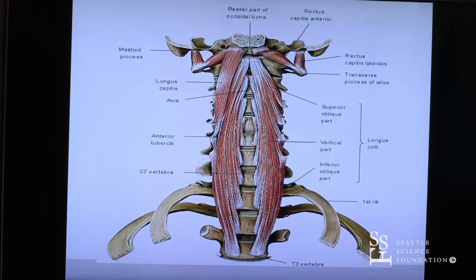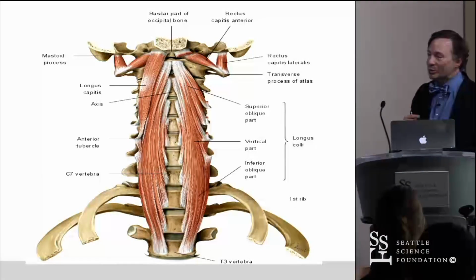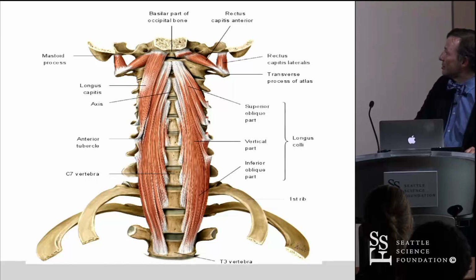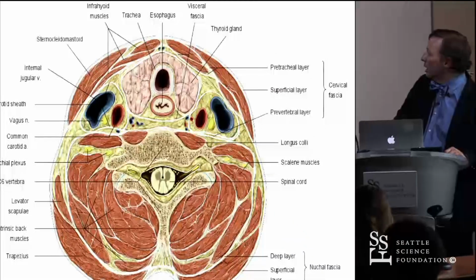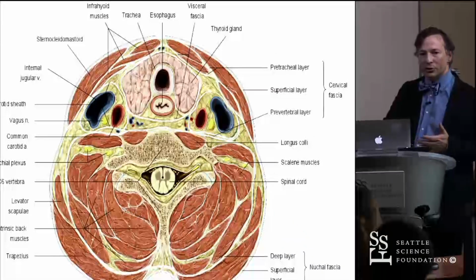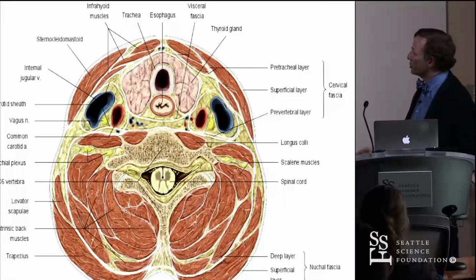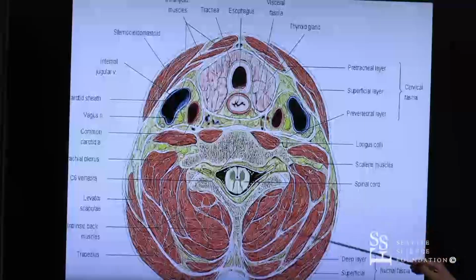And these are also the muscles that the spine surgeons will basically get rid of when they're doing an anterior cervical discectomy with fusion in order to get down to the underlying disc and bone. This is a nice cross-section, like I showed you the cross-section of the lumbar spine before, that shows the superficial and deeper fascia of the neck.